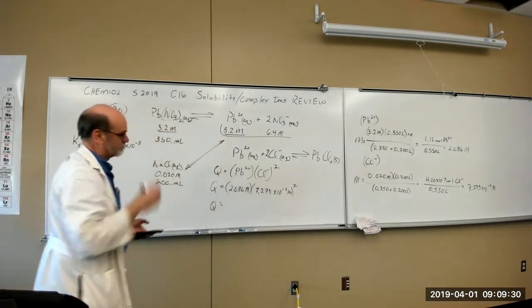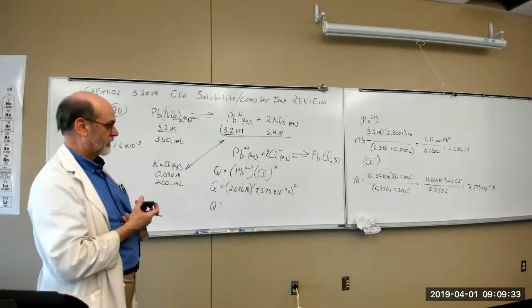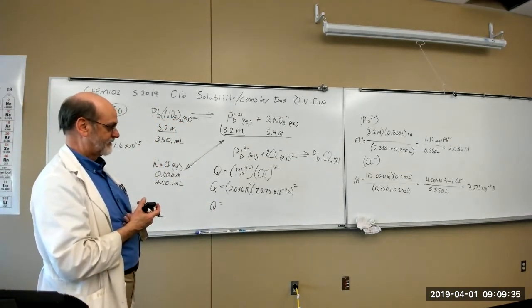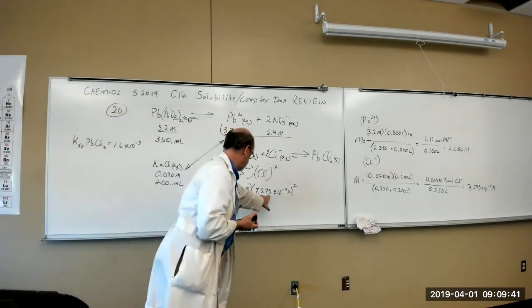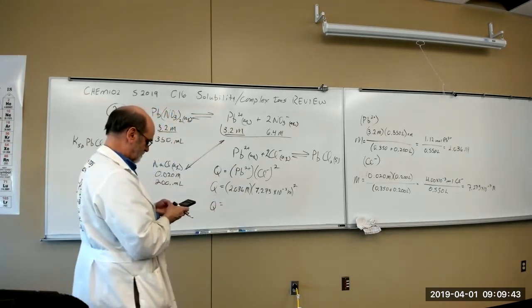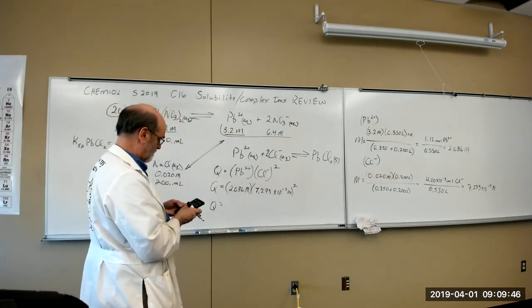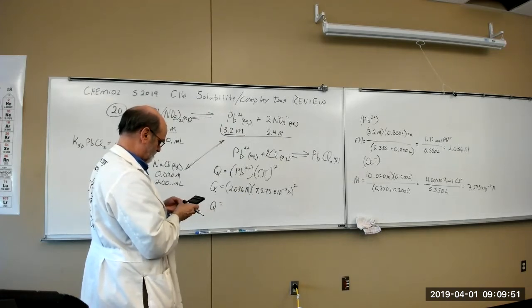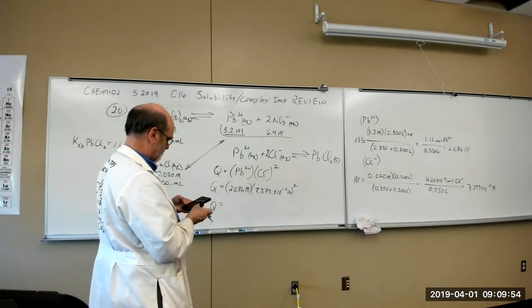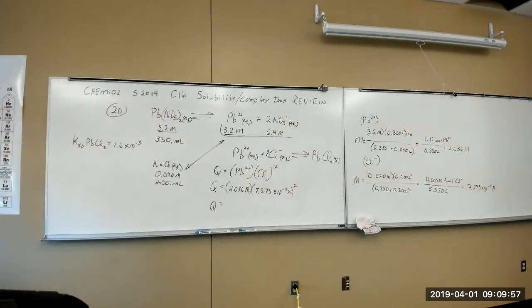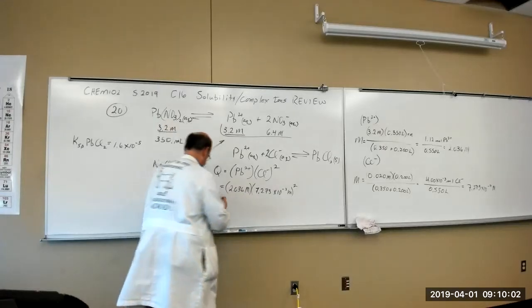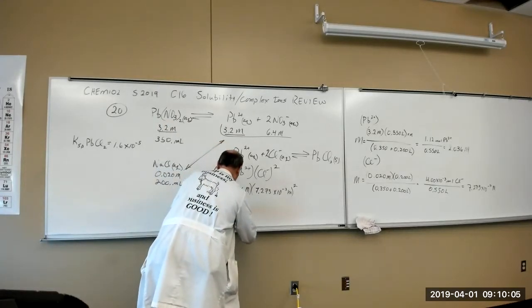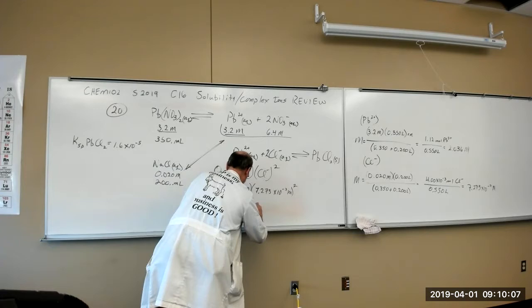So then you get that divided by that, and then you have to square it, right? Just hang on one second. 7.27 times 10 to the negative.